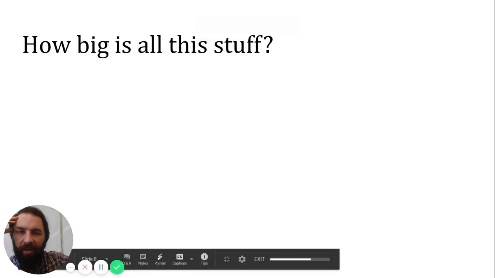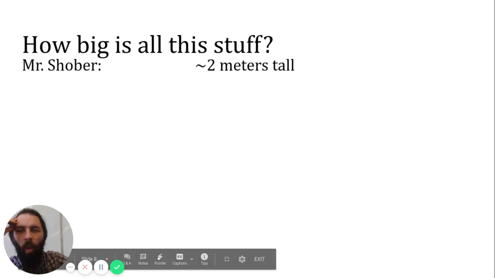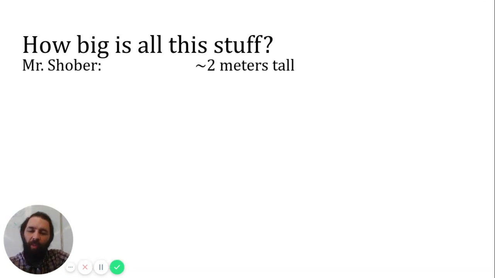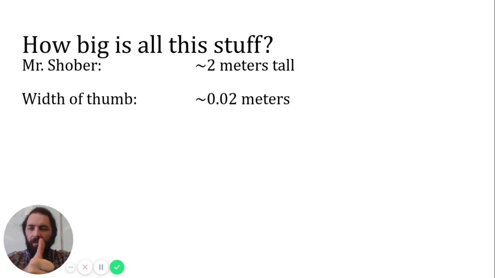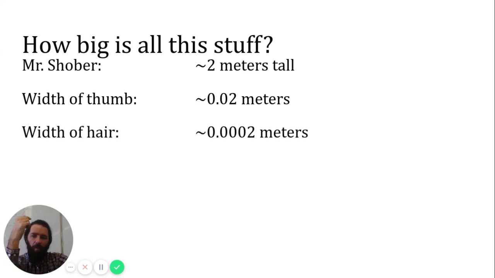So how big is all this stuff? So I'm not 2 meters tall, I'm shorter than 2 meters. I'm maybe like 1.6 meters or something like that. But, just for the sake of our comparison here, we'll round that up to 2 meters. So I'm about 2 meters tall. My thumb is about 0.02 meters tall. The width of a human hair is about 0.0002 meters tall. So that's like very small, right? Or meters wide, I should say.